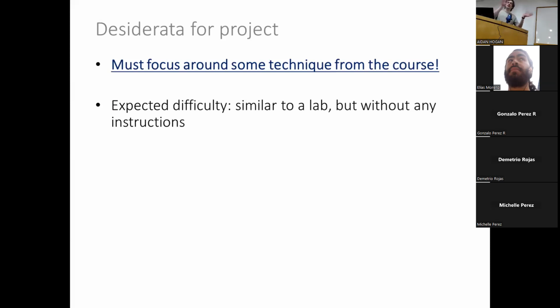It's cool if you want to do graphics and visualization or whatever using some other tools, but the core of the work has to be relevant to this course.